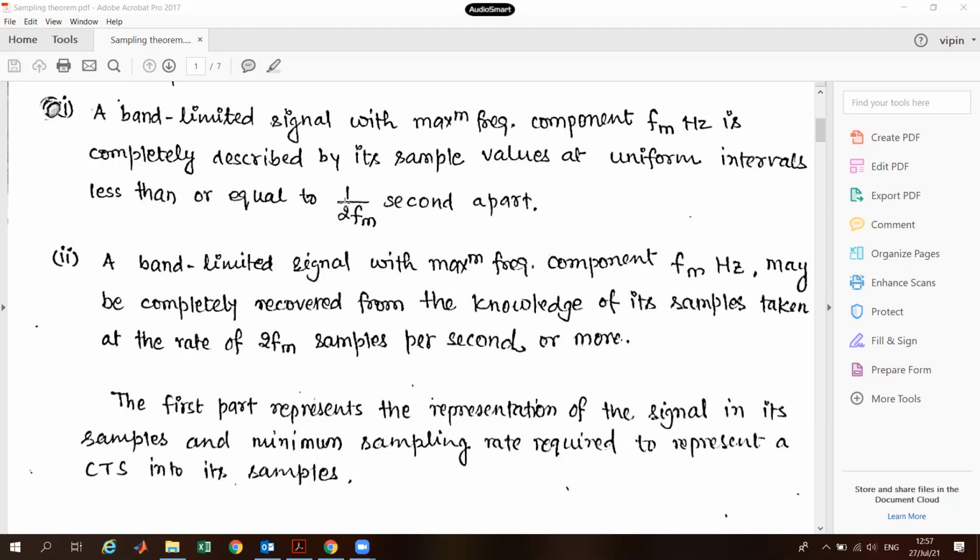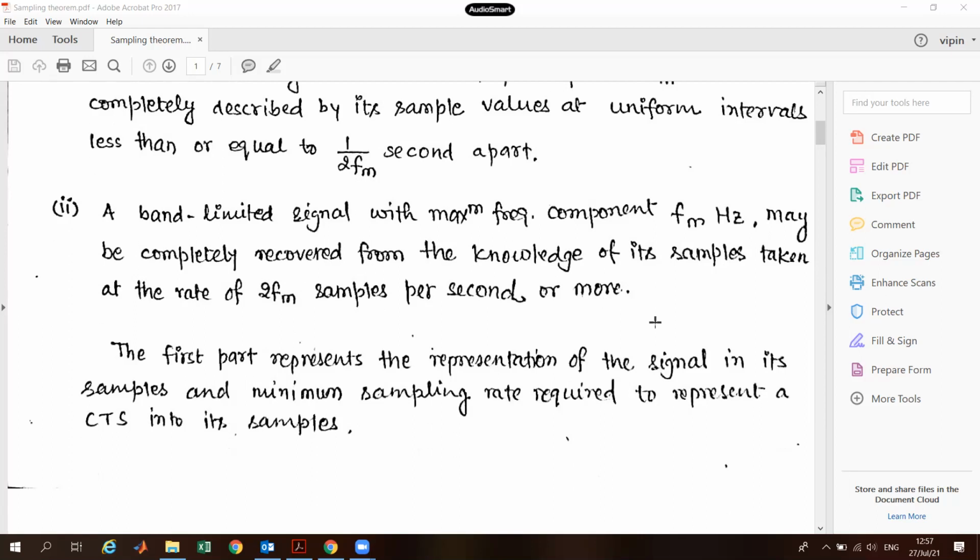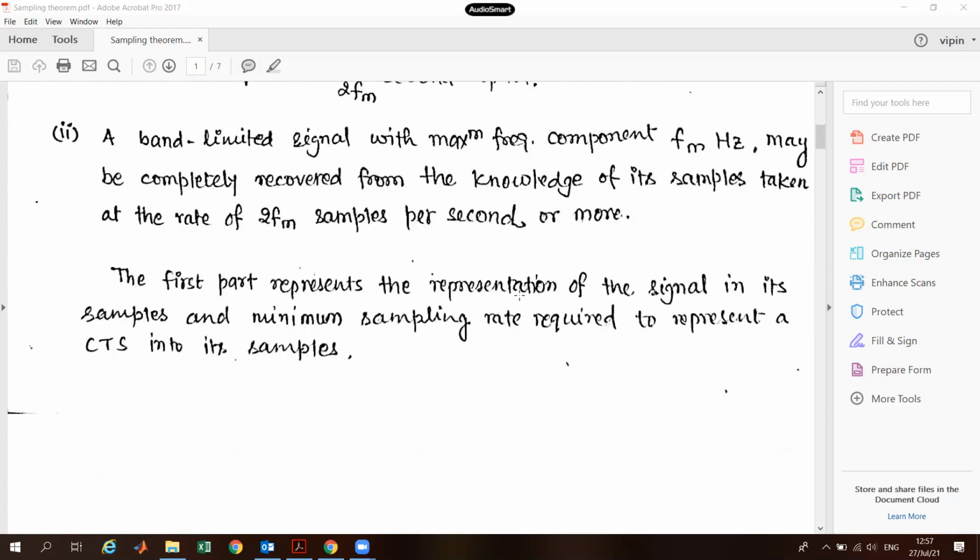Here we were talking about time intervals. Here we are taking 2 FM samples per second or more. It means if my sample rate is greater than or equal to 2 FM, then we will be able to recover the signal from the samples. Else we will not be able to. The first part represents the representation of the signal in its samples and the minimum sampling rate required to represent a continuous time signal into its samples.